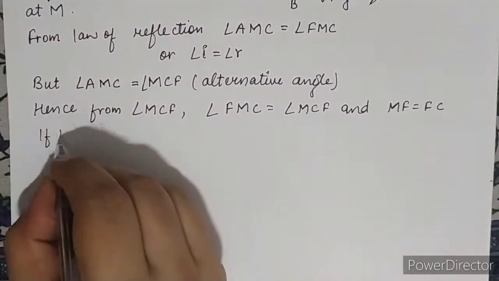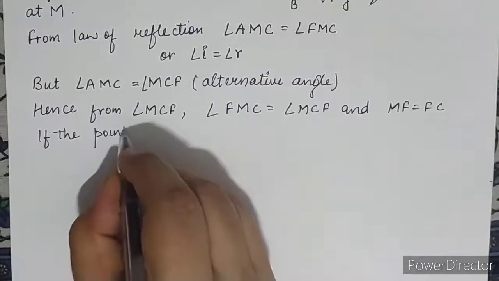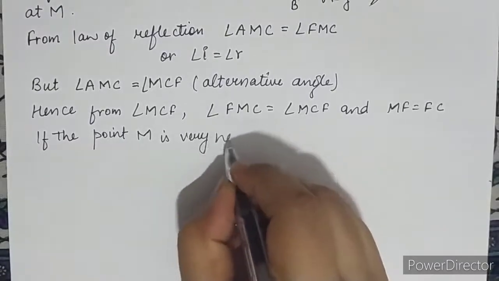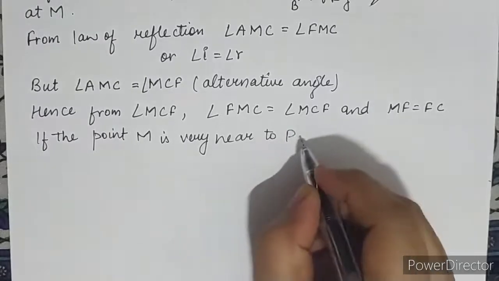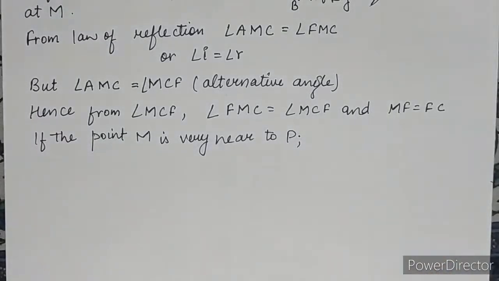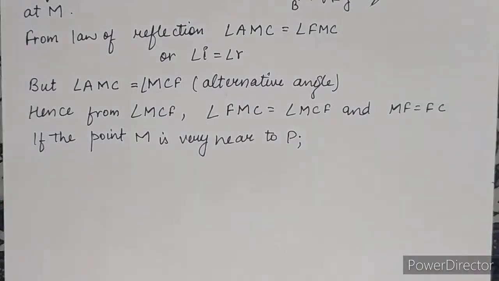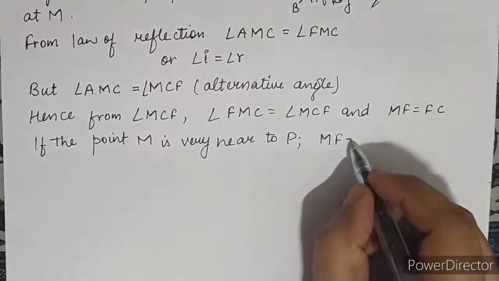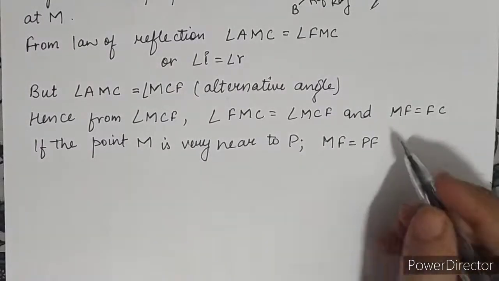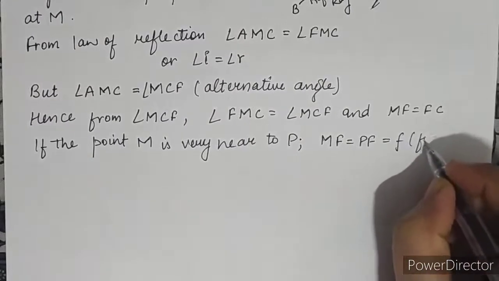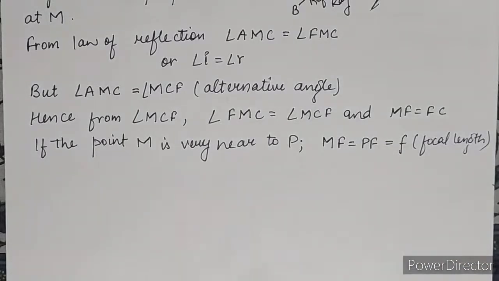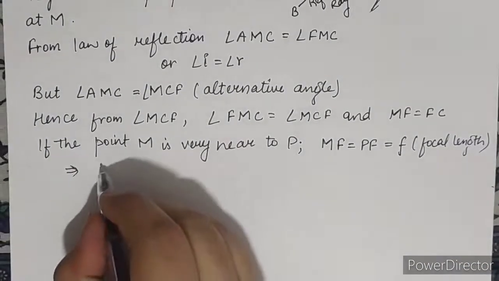Okay, now further, if the point M is very near to P, so if the point M is very much near to point P, meaning the point of incidence is very much near to the pole, then we can say that the distance MF is equal to PF, and you know PF is the distance of the focal length F.